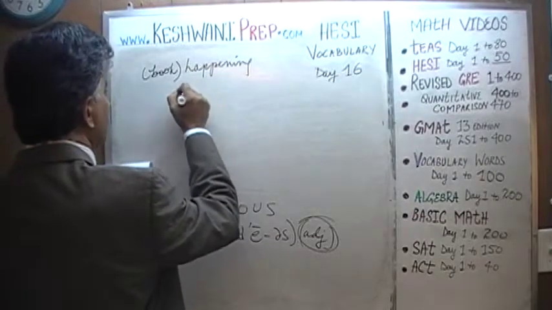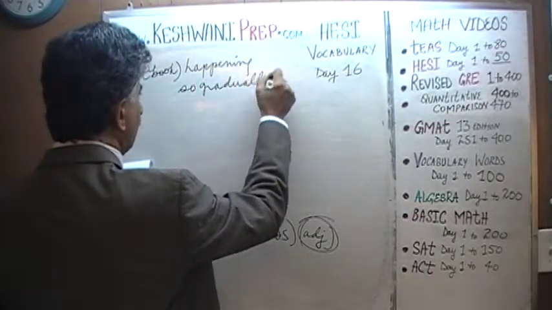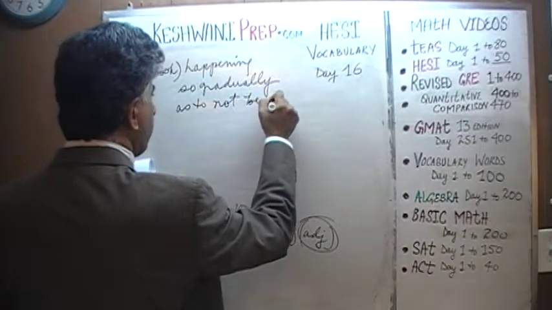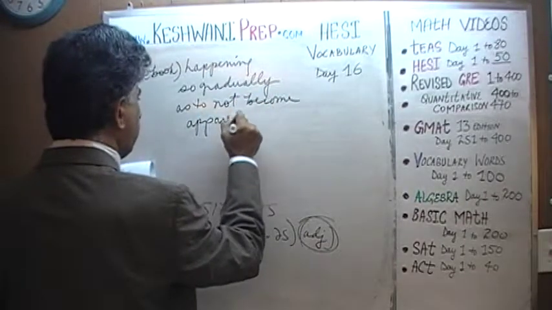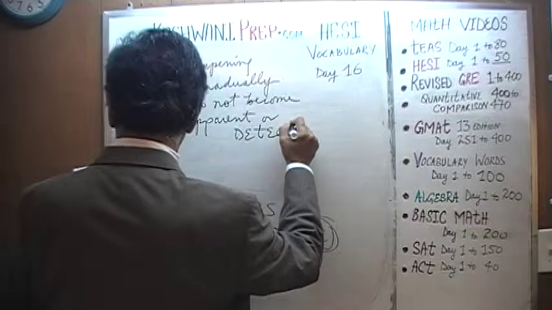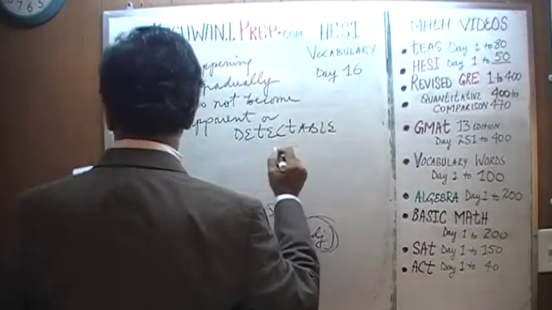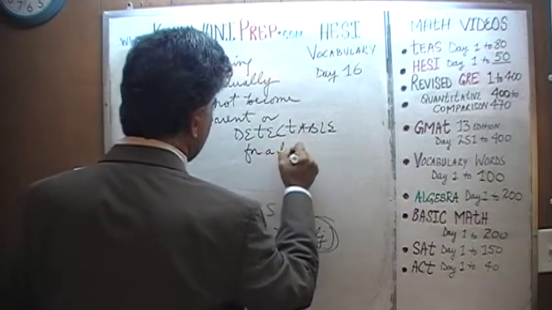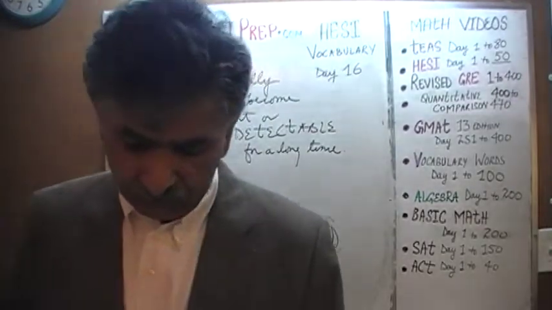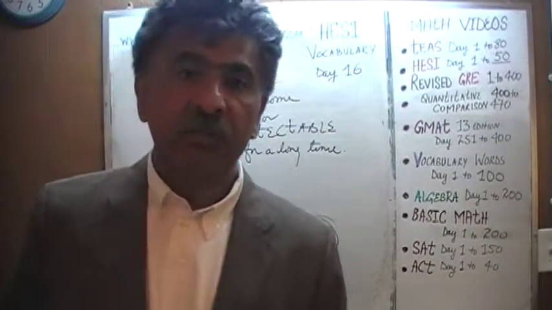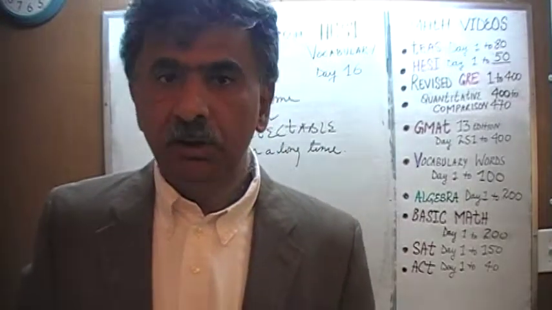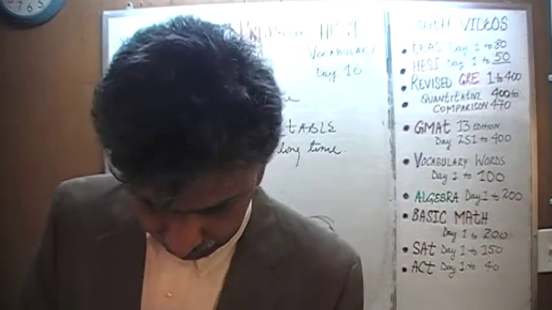happening so gradually as to not become apparent or detectable for a long time. So if you describe something as insidious, that means something is going on, something is happening, but it happens so slowly and so gradually that it is very difficult to detect in the early stage. And such a scenario is said to be insidious.